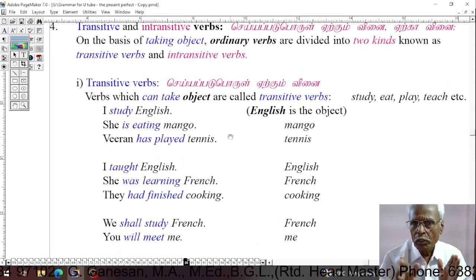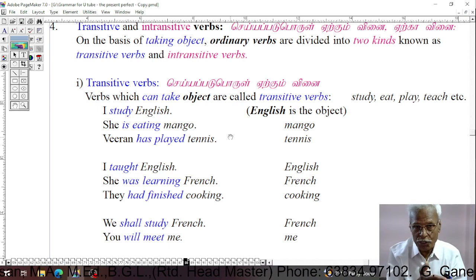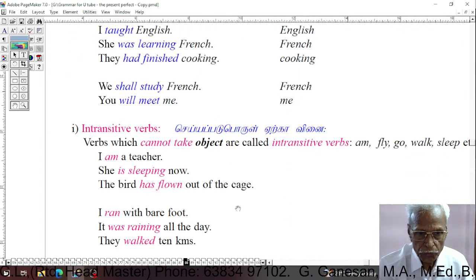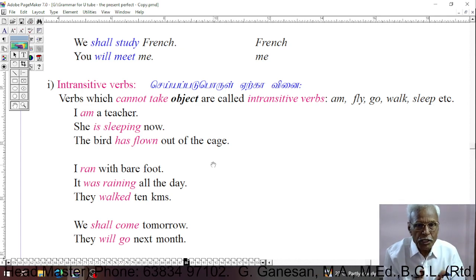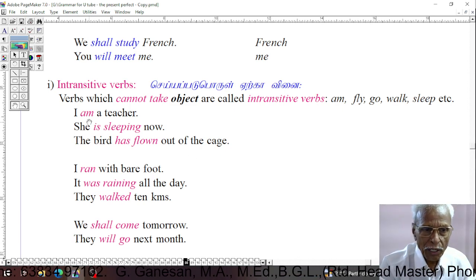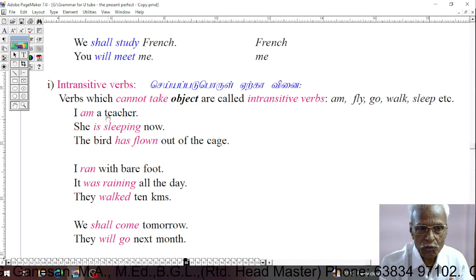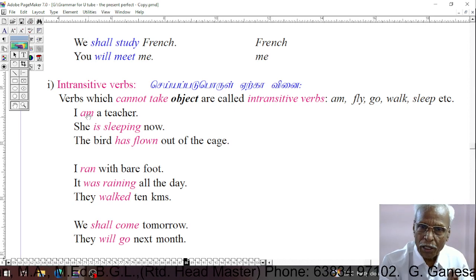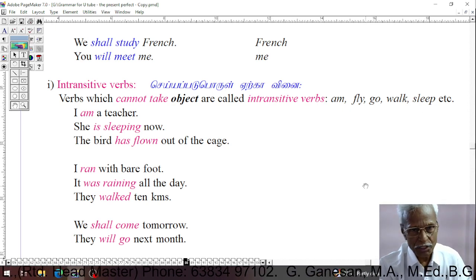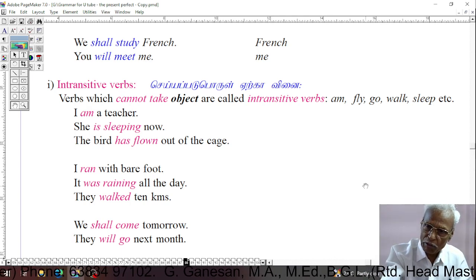So, the verb which would take object is called a transitive verb. I have shown you here the examples. And verbs which cannot take object are called intransitive verbs. That I have taught you. So let us see here. I am a teacher. Here a teacher is a complement. These verbs, be verbs, and some other verbs like am, fly, go, walk, sleep, come, etc. Such kind of verbs cannot take objects. These verbs are called intransitive verbs.